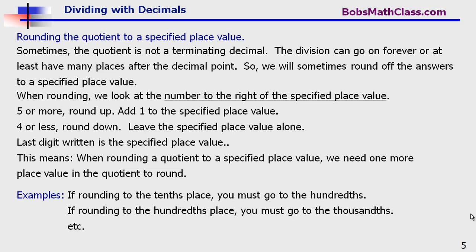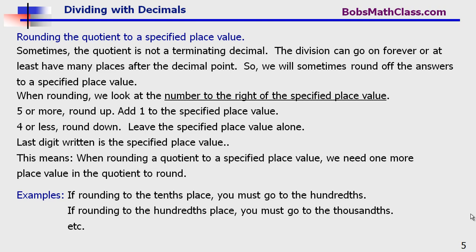But not all of them are going to work out that way. So, sometimes the quotient is not a terminating decimal. The division can go on forever or at least have many places after the decimal point. So we will sometimes round off the answers to a specified place value. So we've talked about rounding previously.